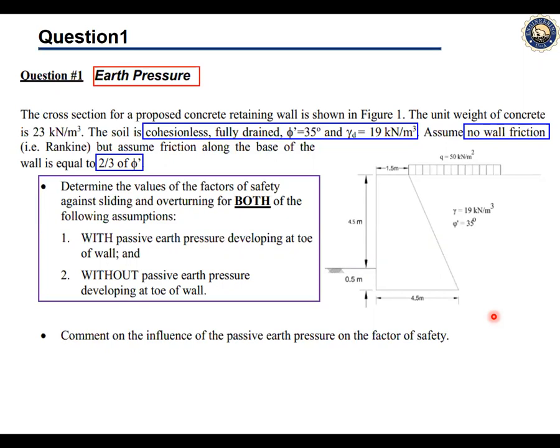We need to determine the value of the factor of safety against sliding and overturning for both of the following assumptions. Number 1, with passive earth pressure developing at the toe of the wall, and number 2, without passive earth pressure developing at the toe of the wall. Finally, we need to comment on the influence of the passive earth pressure on the factor of safety.